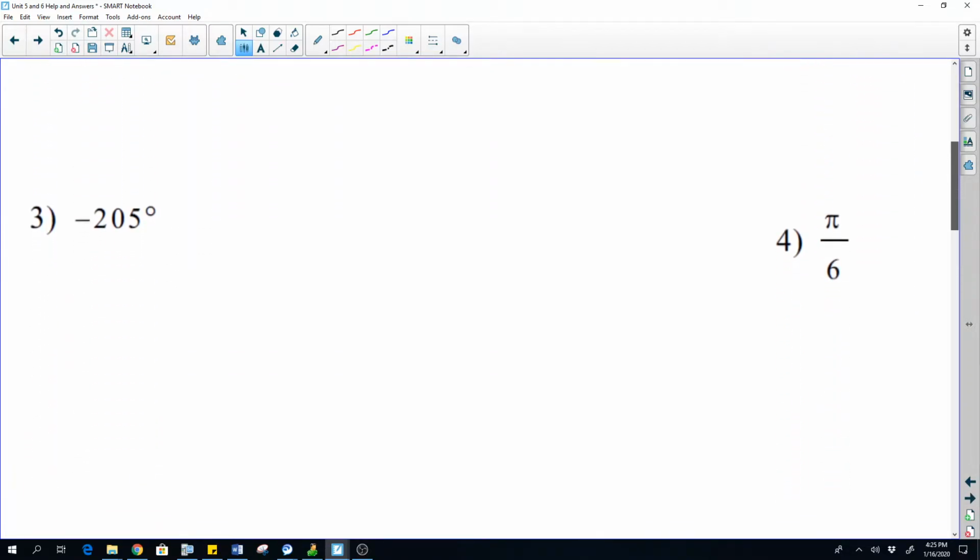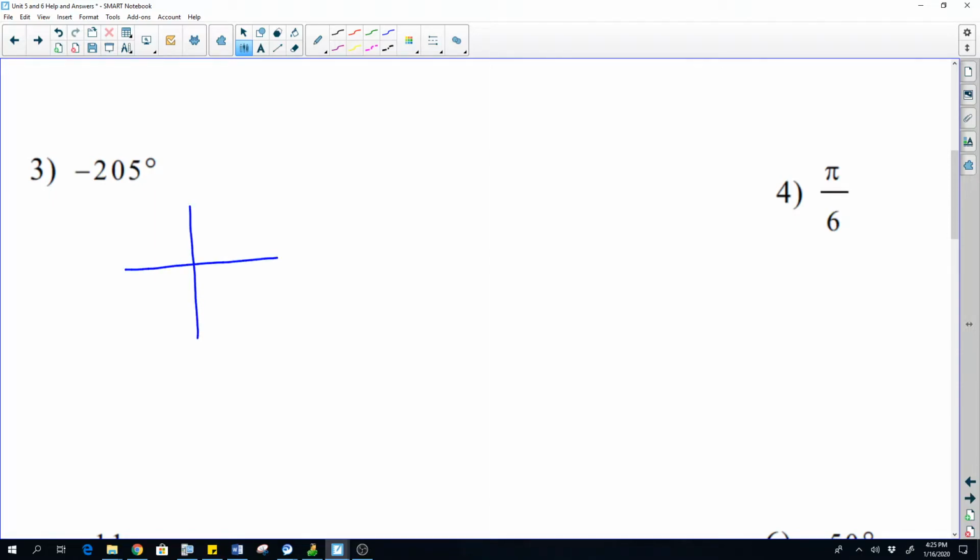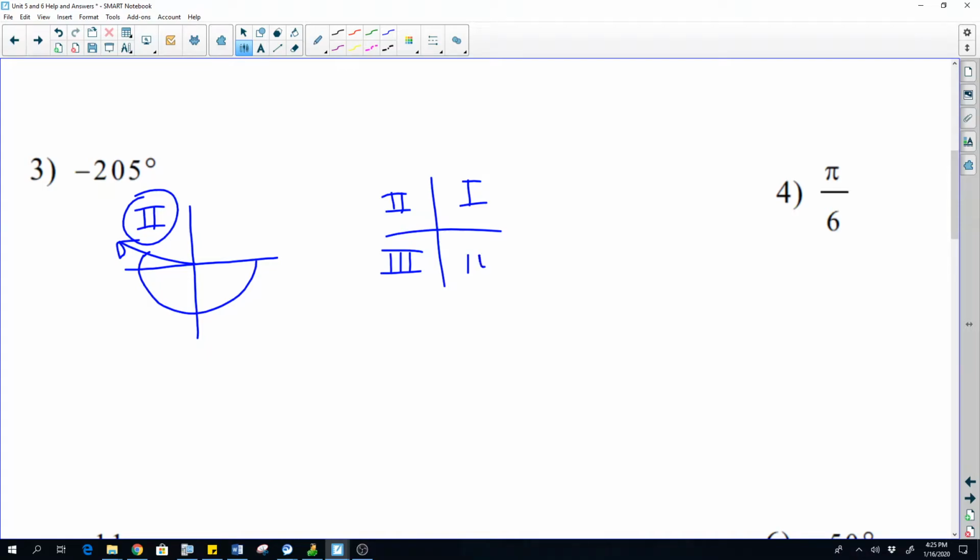Let's try number 3, for example. Oh, we already did it. So negative 90, negative 180, negative 205, about there. So that's like quadrant 2. Perfect. So don't forget, this is quadrant 1, quadrant 2, quadrant 3, and quadrant 4.